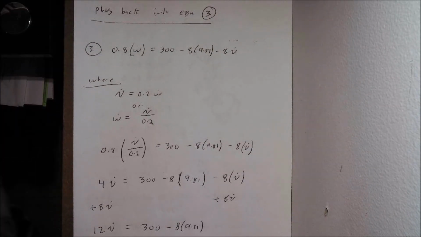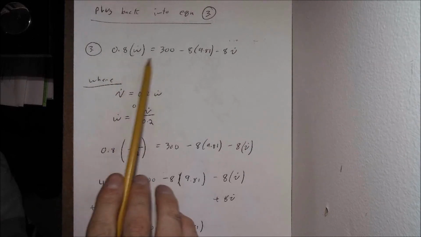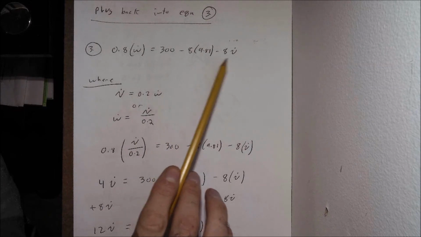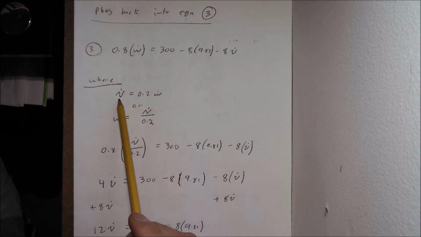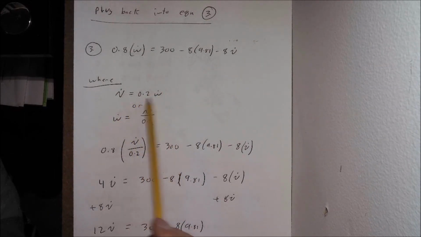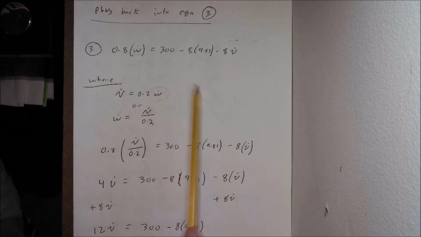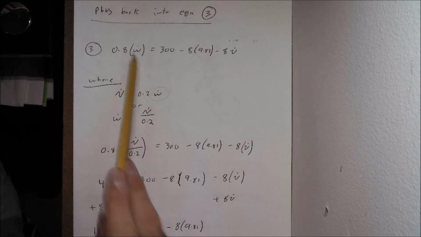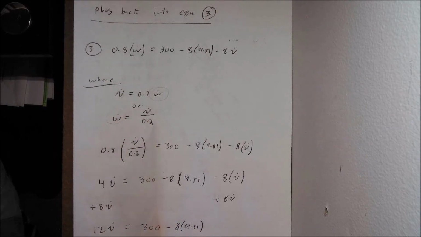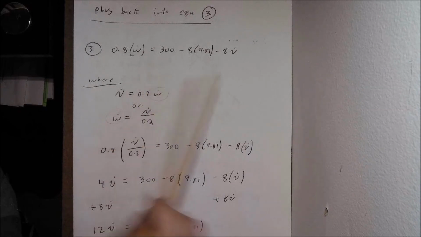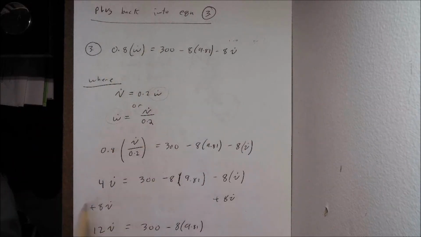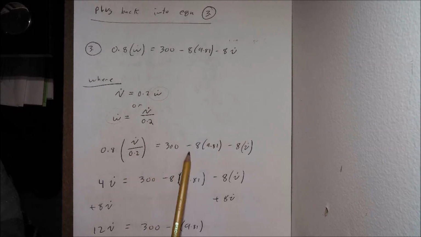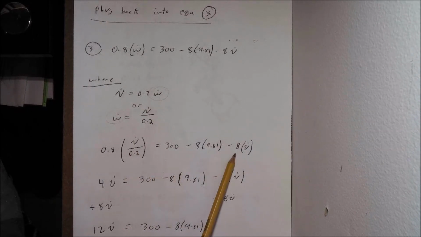So we have our equation 3, I rewrite it out in general terms, 0.8 omega dot is equal to 300 minus 8 times 9.81 minus our 8 V dot there, where now we have this expression here that V dot is equal to 0.2 omega, or rearrange that, solve for our omega dot. So omega dot is equal to V dot over 0.2. So now I can plug in for omega dot with my V dot, eliminating my omega dot from this equation here, because what we're solving for is our acceleration, our V dot. Plug that in there, omega dot becomes V dot over 0.2, which is equal to 300 minus 8 times 9.81 minus 8 times V dot.